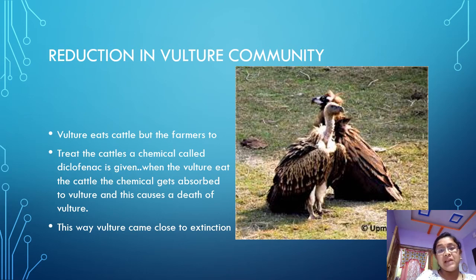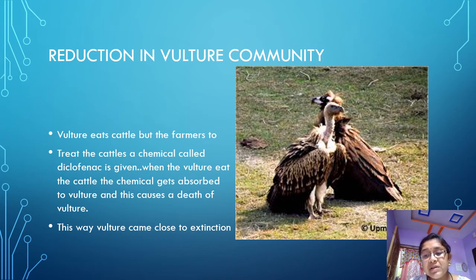We'll see one example: the reduction of the vulture community. In these present days, we find extinction of many animals due to various reasons. Vultures eat cattle. But what is happening is that farmers, in order to treat their cattle, inject diclofenac into those cattle. That injected cattle will be eaten by vultures, and in this way the diclofenac chemical will be absorbed by the vultures, leading to the death of vultures. So this is what is reducing the vulture community.